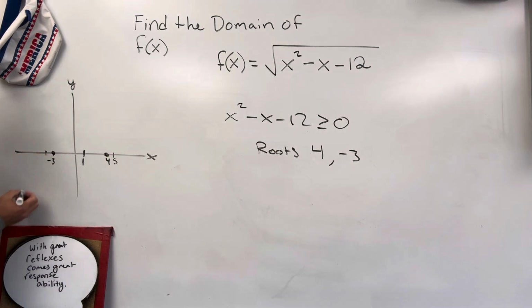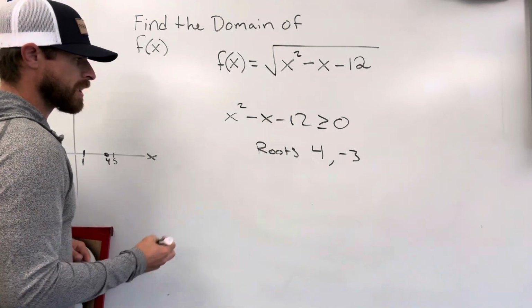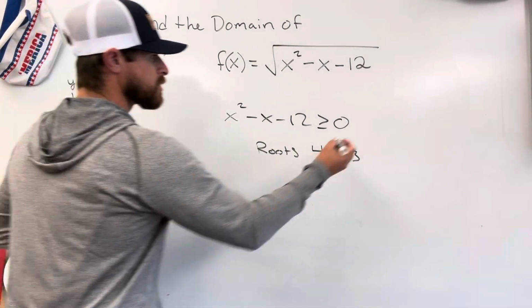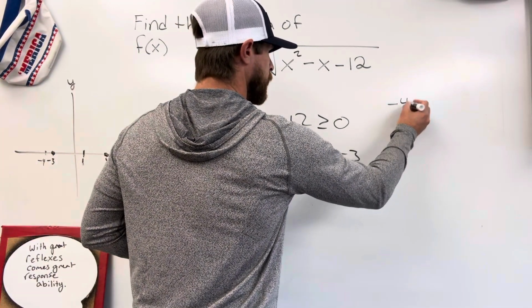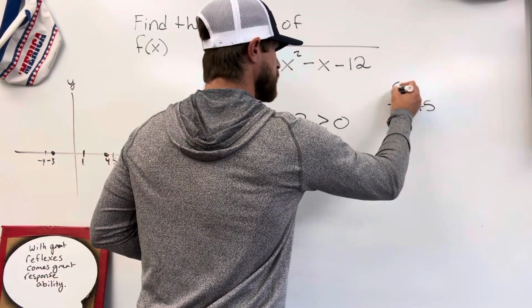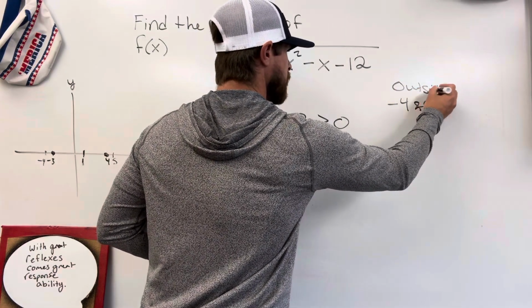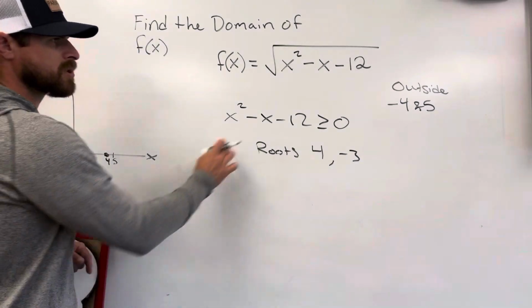1 to the left of negative 3 would be negative 4. So now we're going to plug negative 4 and 5 in. We're going to check each one of those. So first let's just write the numbers down. Negative 4 and 5. This is checking the outside of our roots. So let's start with negative 4.